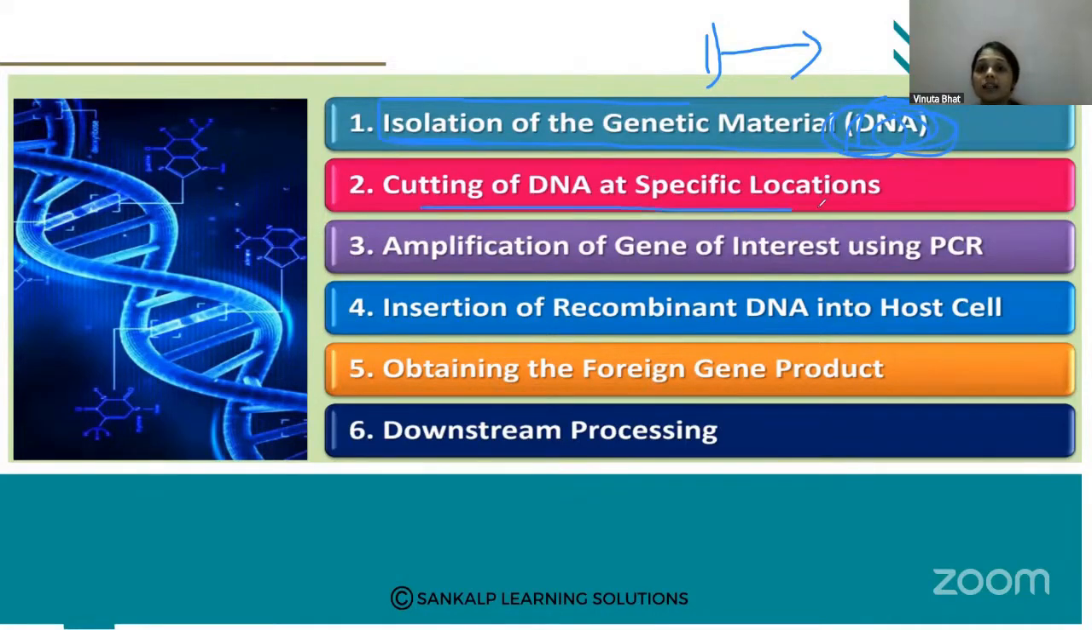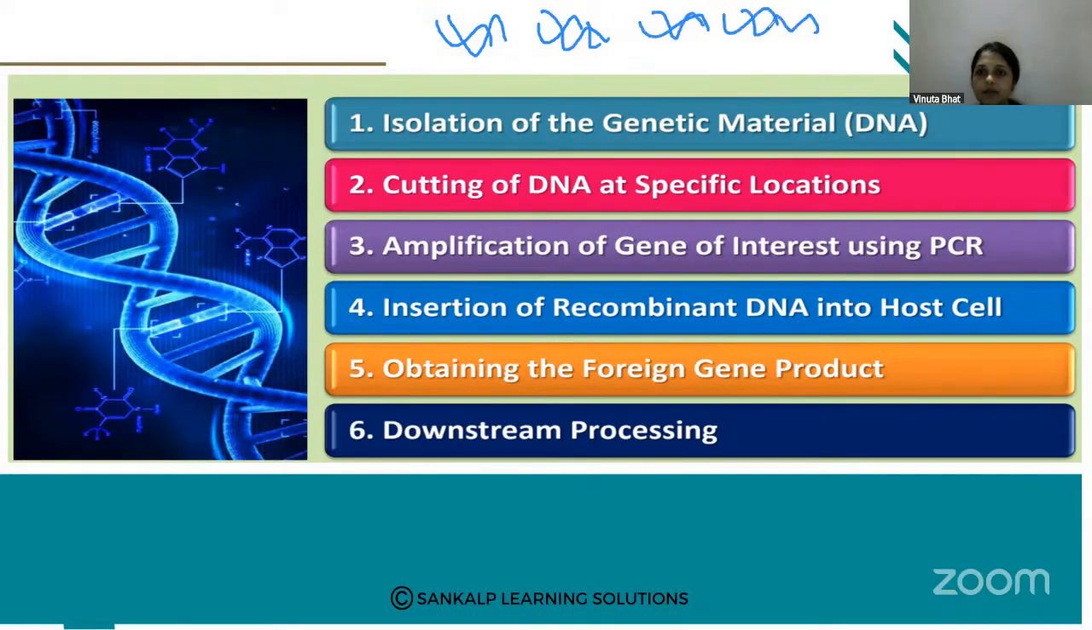Cutting off the DNA at the specific location. Then comes the restriction enzymes. They cut the genetic material at the particular site and make the fragments of the DNA.